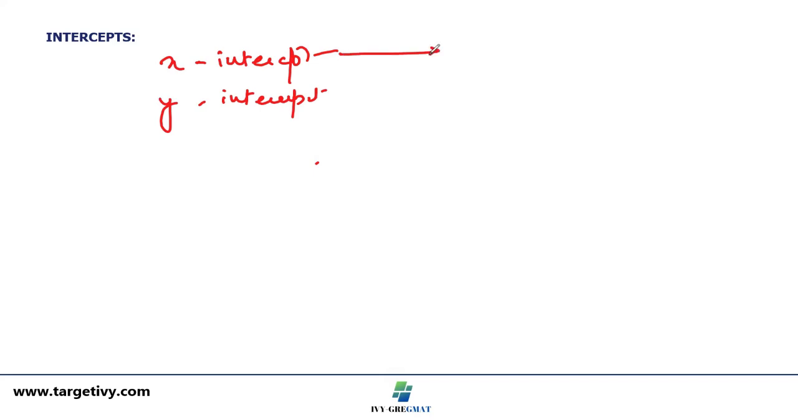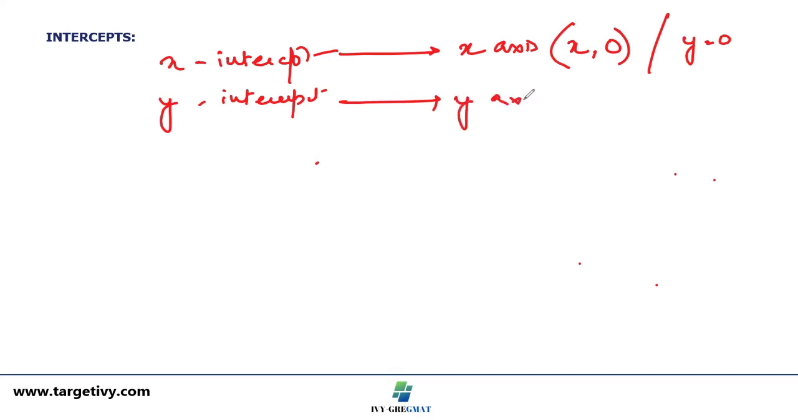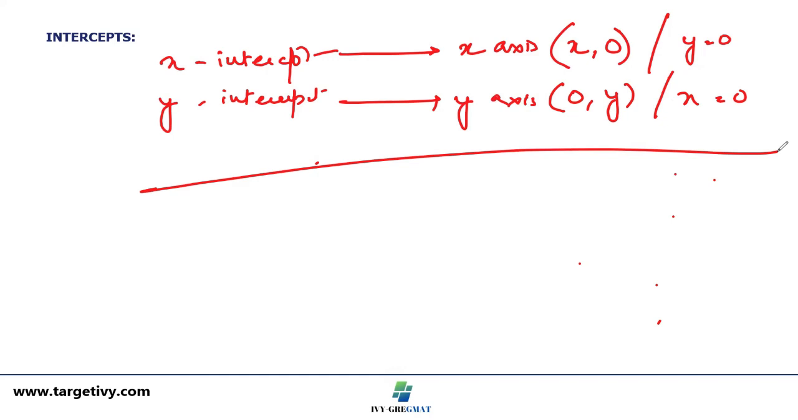This is the x-axis, where the line touches the x-axis. So it will become x some value and 0, because y will be 0, or let's say y is equal to 0. The y-intercept will be where the line touches the y-axis. So x will become 0 and y will have some value. So x is equal to 0 here. This is the simple understanding.